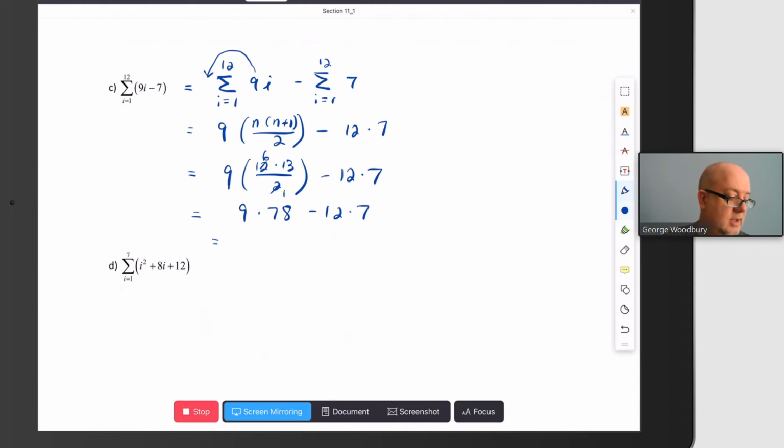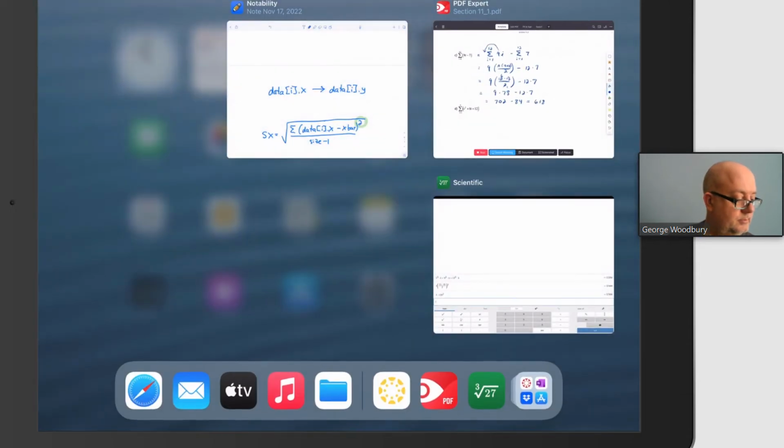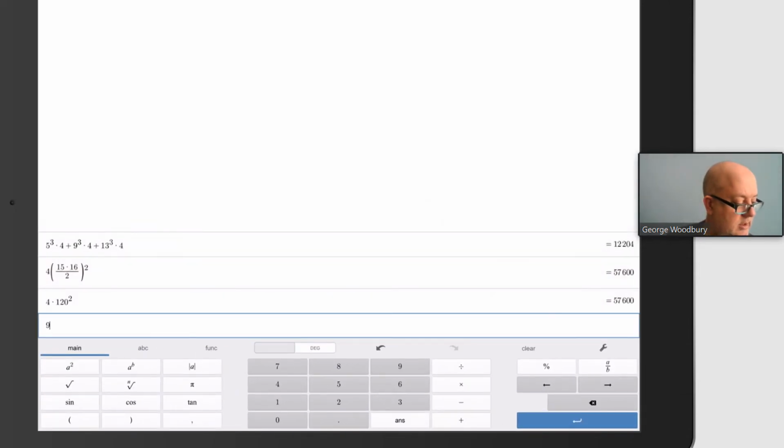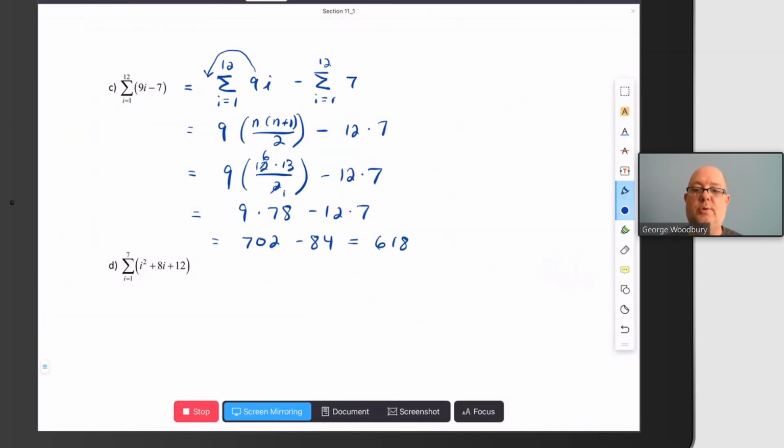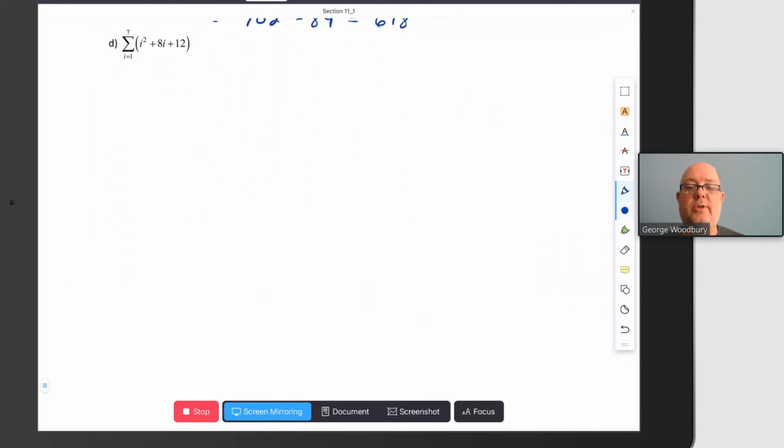Continuing by hand, that's 702 minus 84. And that should be 618. But let's go to the calculator to do this. 9 times the fraction 12 times 13 divided by 2 minus 12 times 7, and there we have it, 618, which is what we have. All right, one last one to do. Maybe we'll try to use the calculator a little more this time.